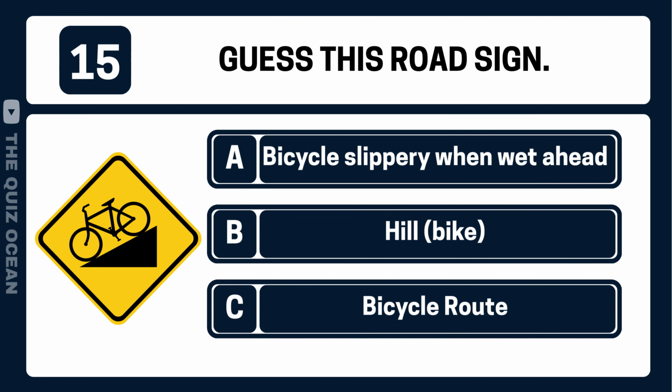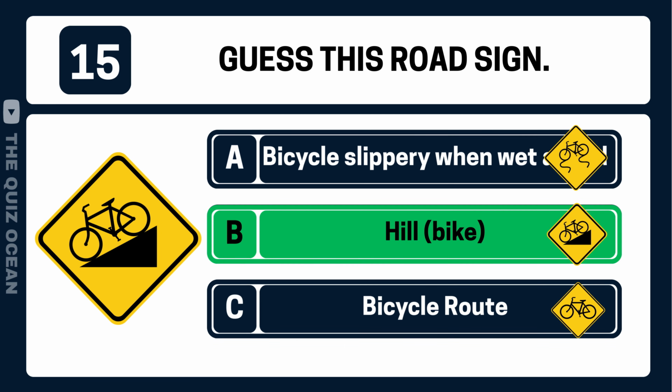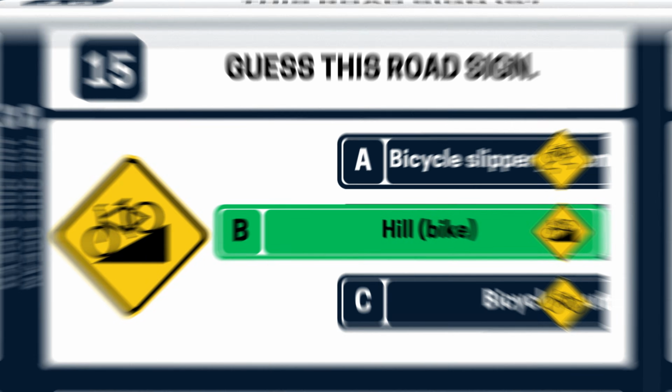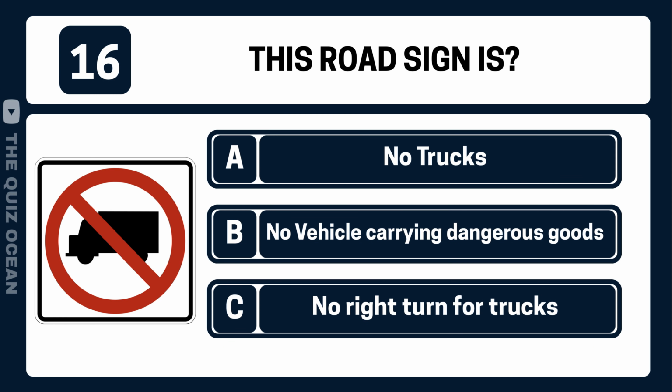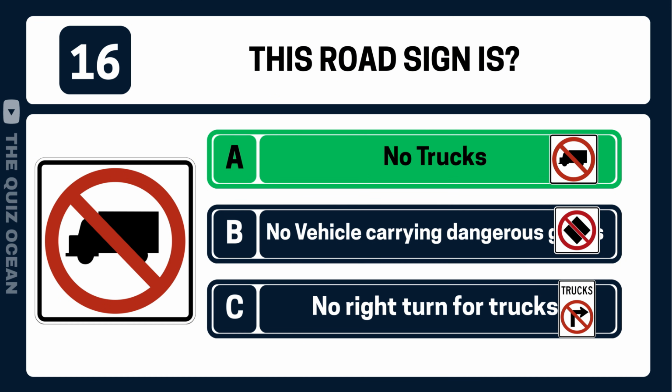Guess this road sign. Well spotted. This is the hill bike sign. This road sign is exactly. This sign prohibits trucks on this road.